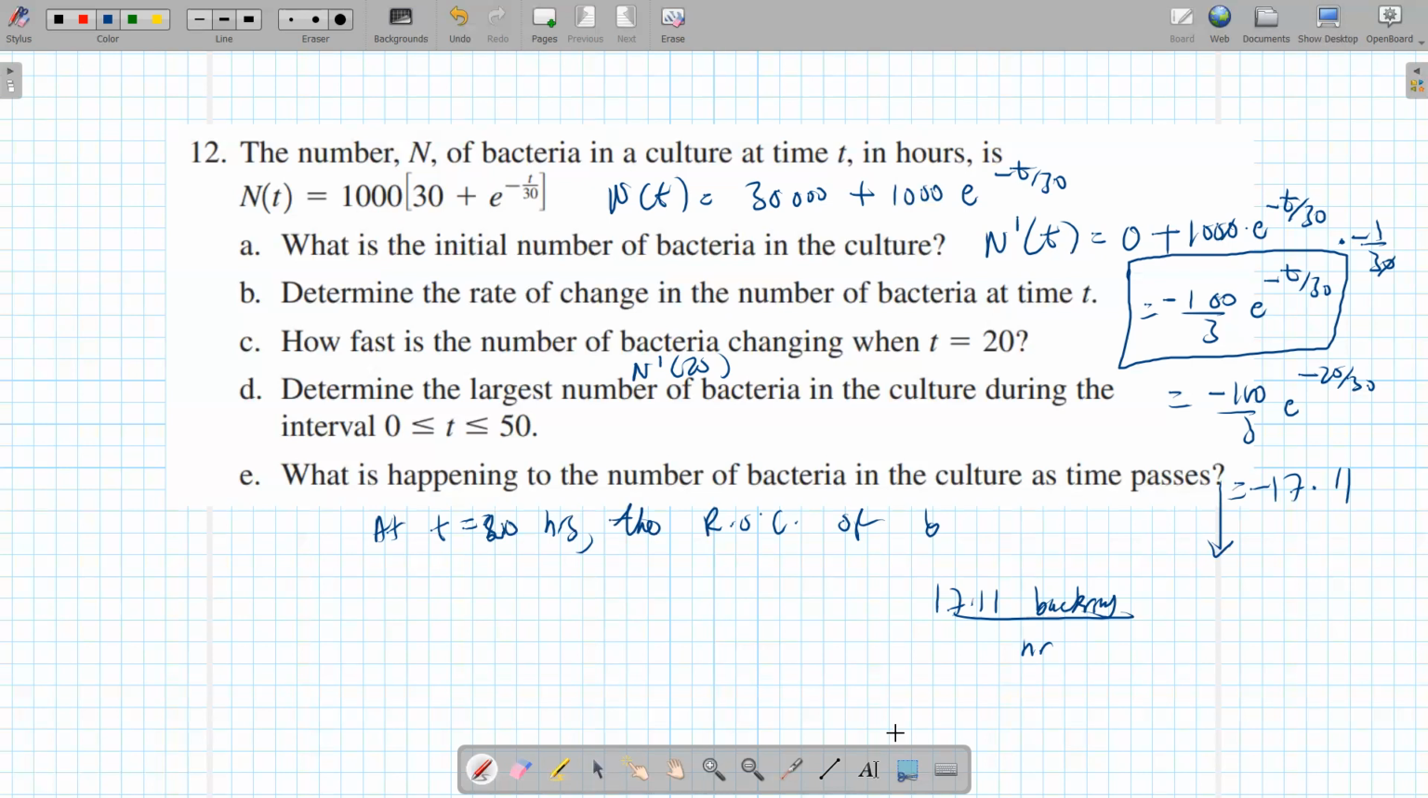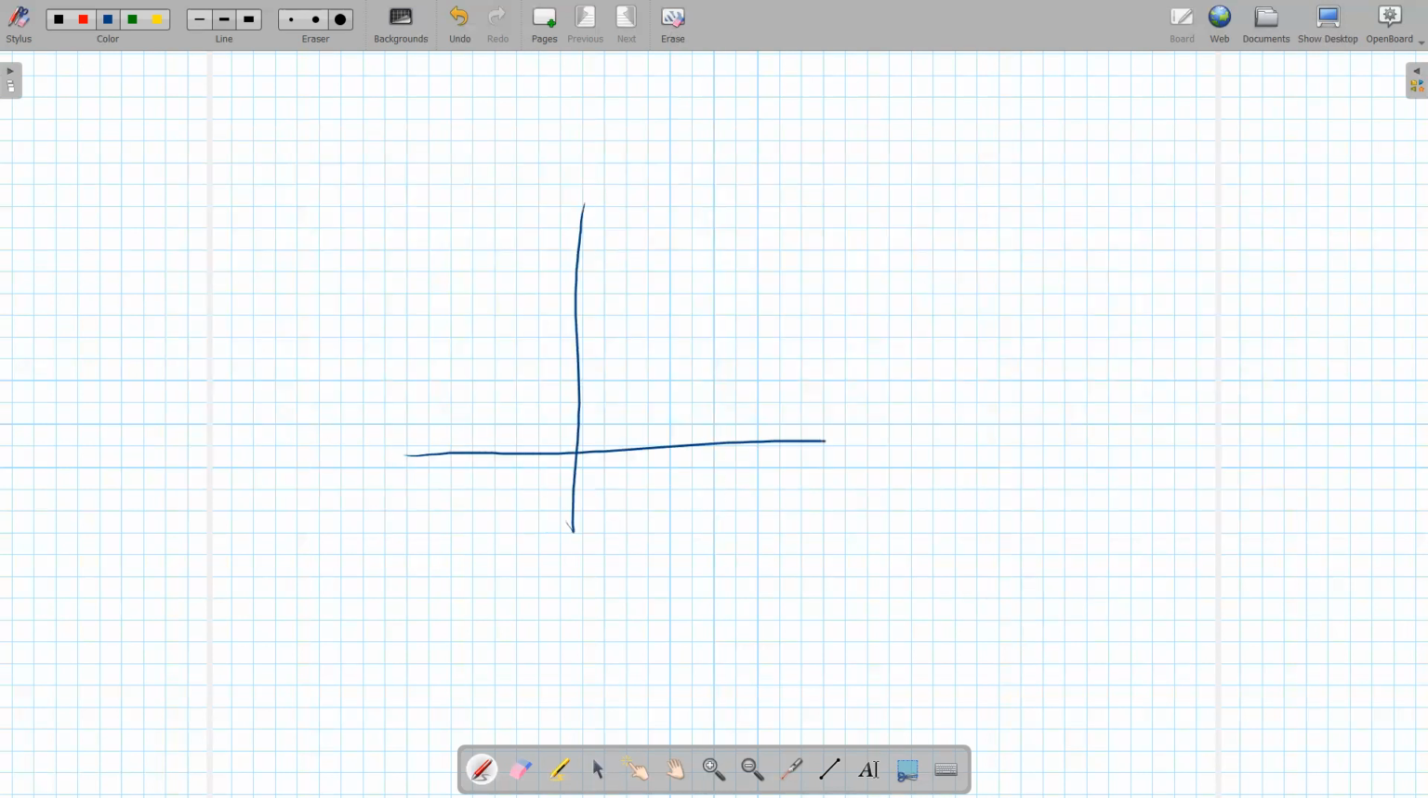What about E? The number is going down. E to a negative exponent means it's a reflection on the y-axis. So this is where you started off at 31,000, and then your bacteria is going this way. Is it ever going to hit 0?